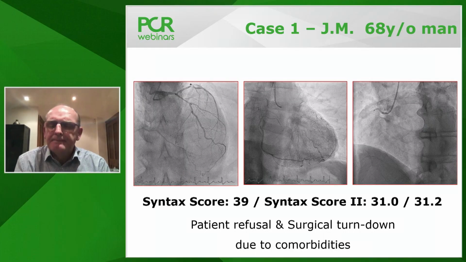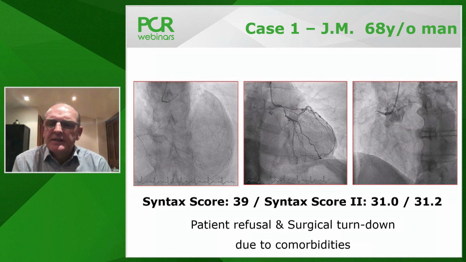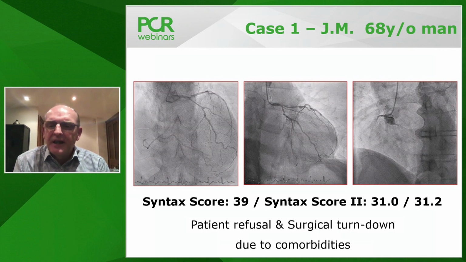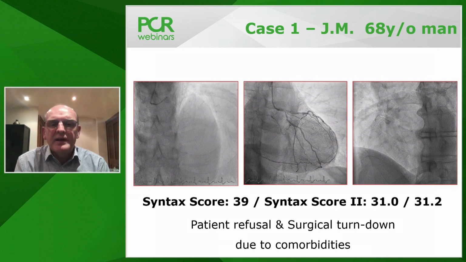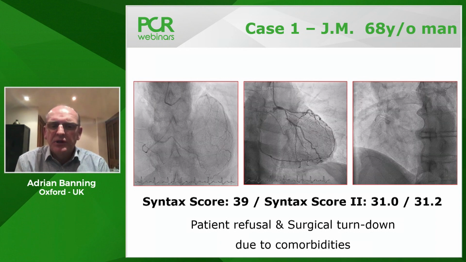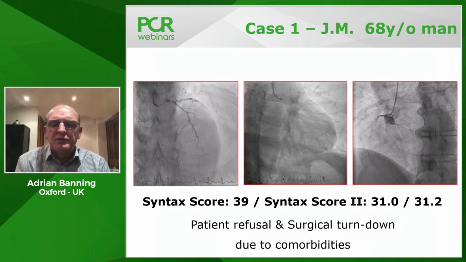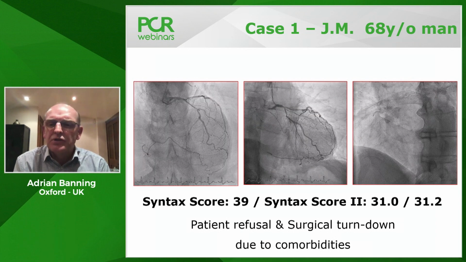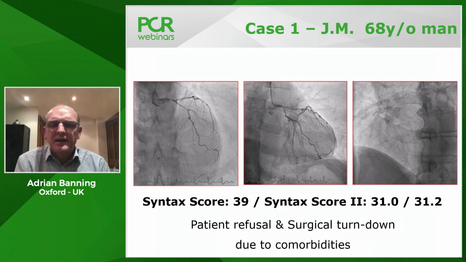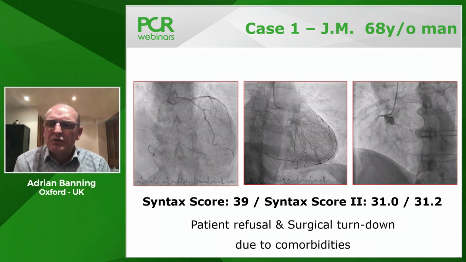Thanks, Goran, and it's great to be sharing these cases with you. Well, it's a tough case, isn't it? And I think quite a lot of it, interestingly, from my perspective, is around the anatomy of the right coronary. If the right coronary was stenosed but not occluded, then I would usually just do the right coronary first to reduce the ischemic burden whilst I was treating the left main. In this case, it appears that the right coronary is chronically occluded.